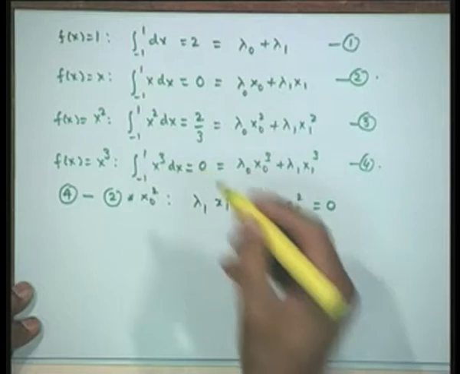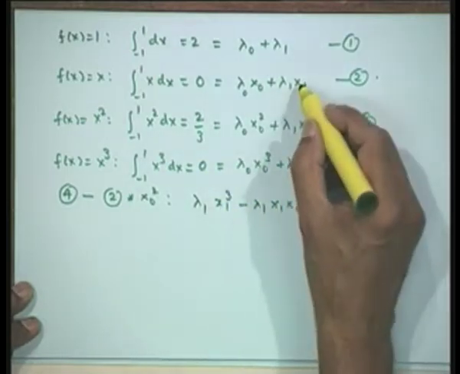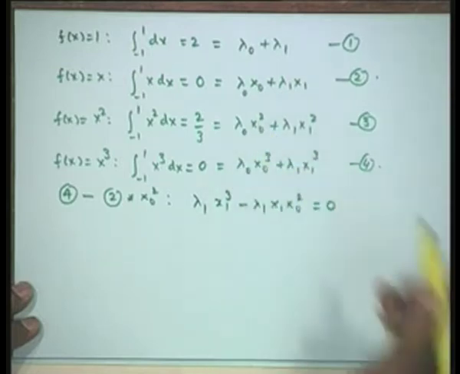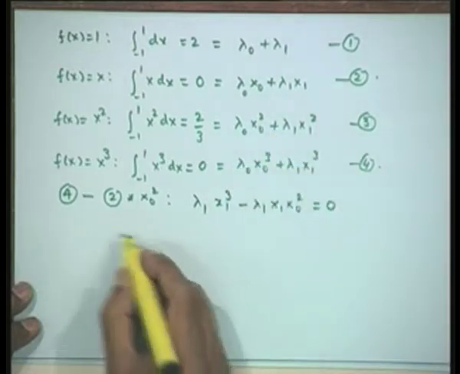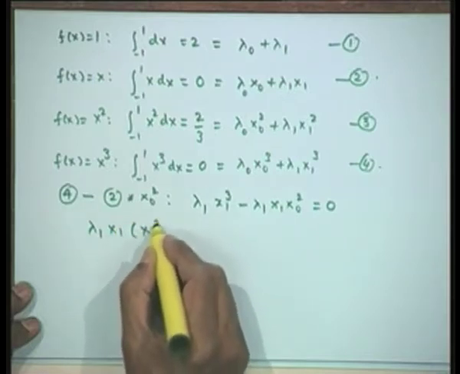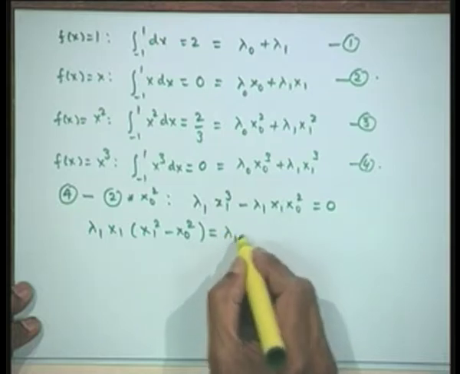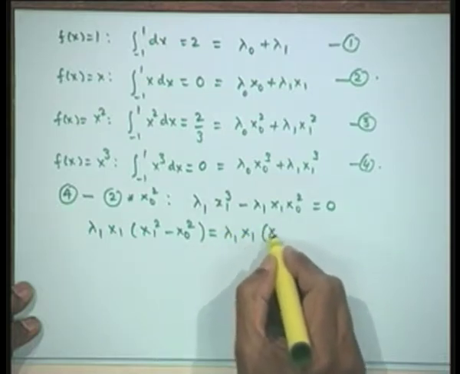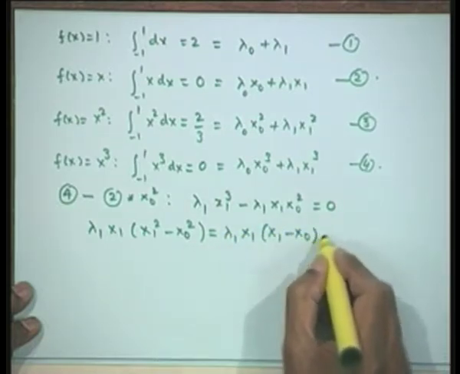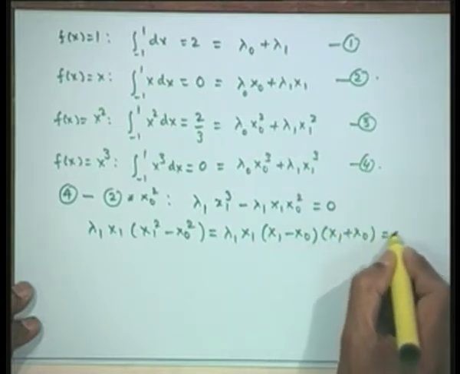The right hand sides are 0, both are 0. So this will be simply lambda 1 x 1 cubed minus lambda 1 x 1 into x naught squared. Let us simplify this. This is lambda 1 x 1 times (x 1 squared minus x naught squared). So let us write down one more step and put it equal to 0: lambda 1 x 1 (x 1 minus x naught)(x 1 plus x naught) is equal to 0.